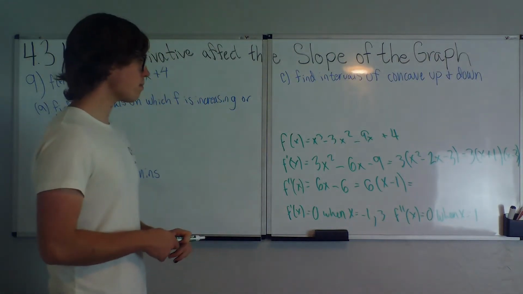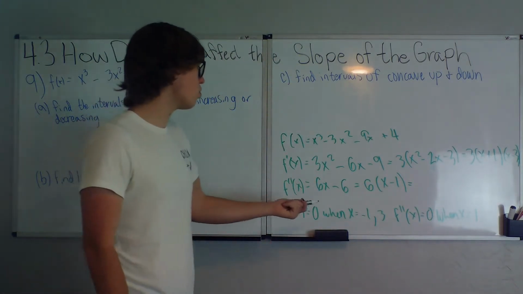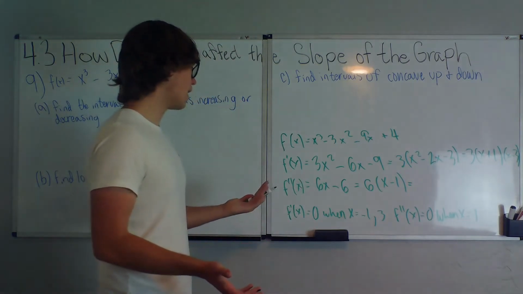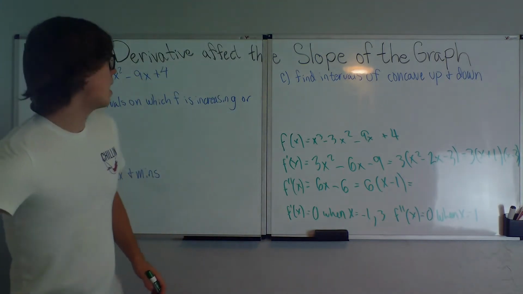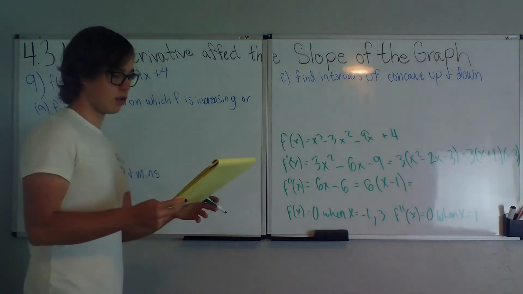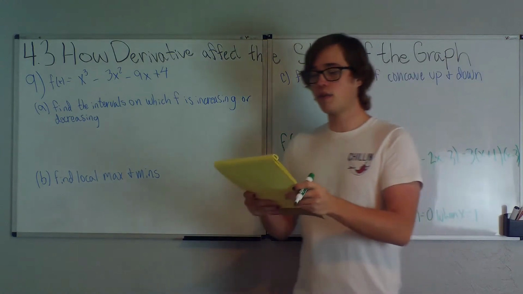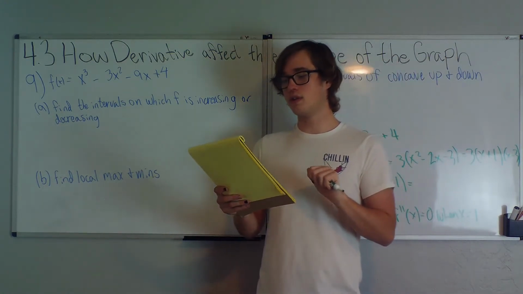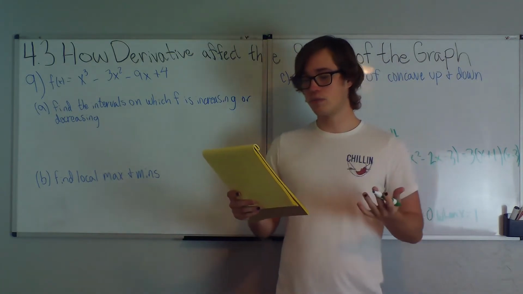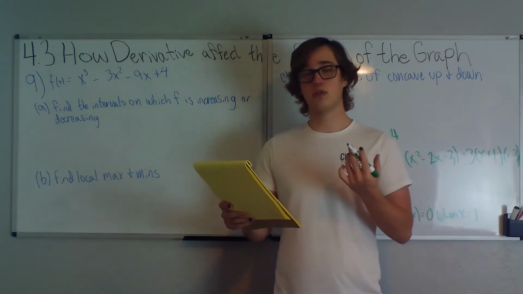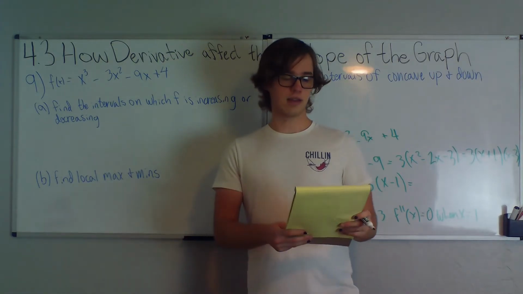So what does that tell us? That tells us we have an inflection point at x equals 1, and we have a local max or a local min at negative 1 and 3. But we need to use the second derivative test to find the local max and local min of negative 1 and 3. The second derivative test states that if f prime of c equals 0 and f double prime of c is greater than 0, then f has a local min, and if f prime of c equals 0 and f double prime of c is less than 0, then f has a local max at c.